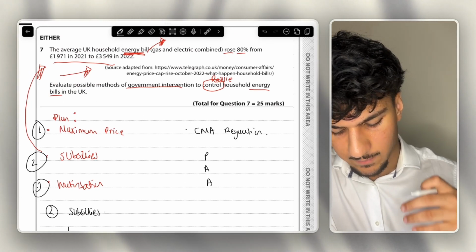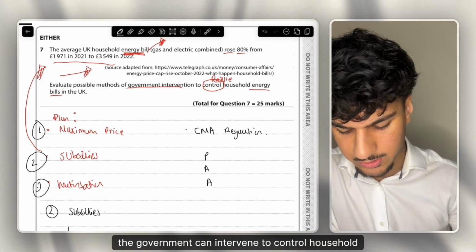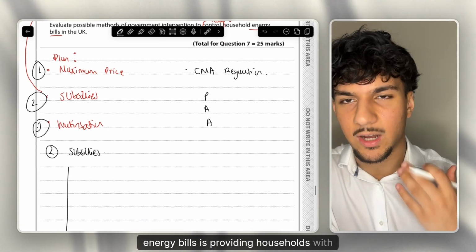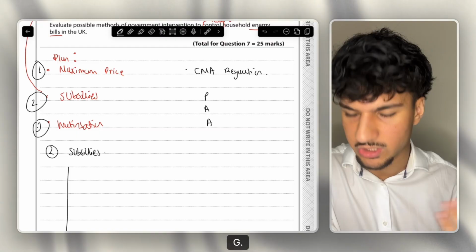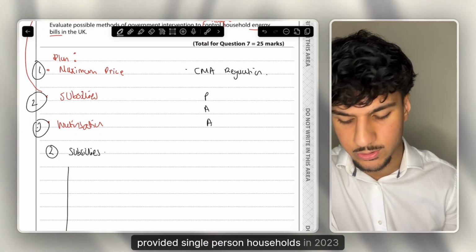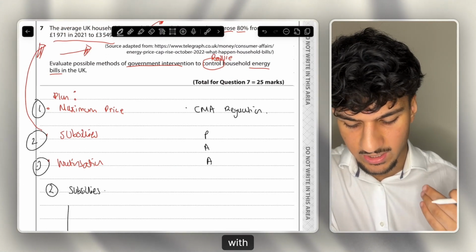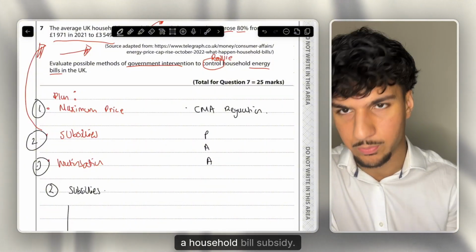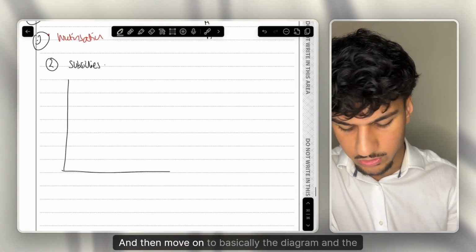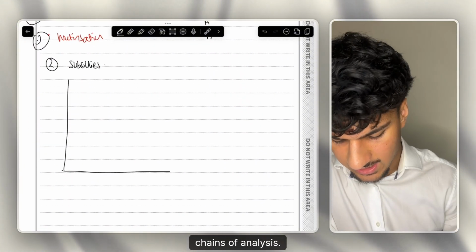One possible method the government can intervene to control household energy bills is providing households with subsidies. E.g. the UK provided single-person households in 2023 with a household bill subsidy. And then move on to basically the diagram and the chains of analysis. How would you do this?